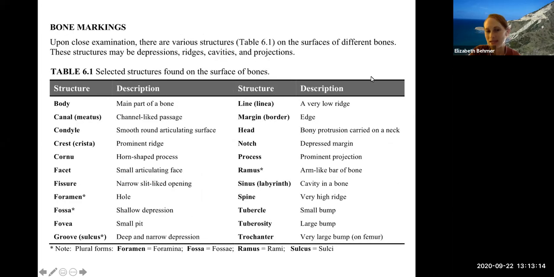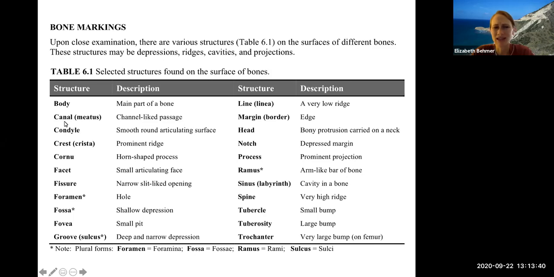Bone markings, and this is what all students love. We're not just going to learn, well, I'm not sure how much detail we'll get into in this class, but a lot of your bones have different markings, which also have names. So not only do you learn about the femur, but you learn about all the different ridges, depressions, cavities, and projections on the femur. The body is the main part of a bone.